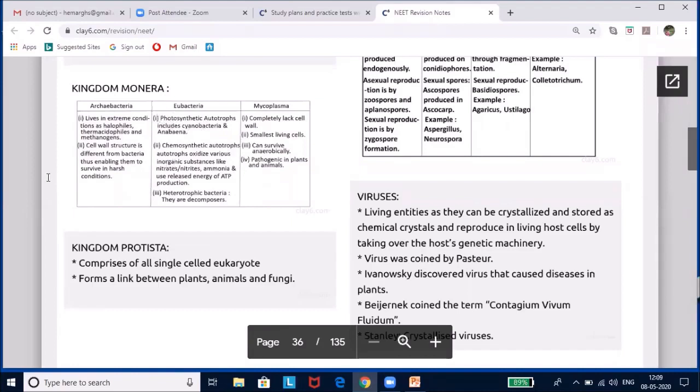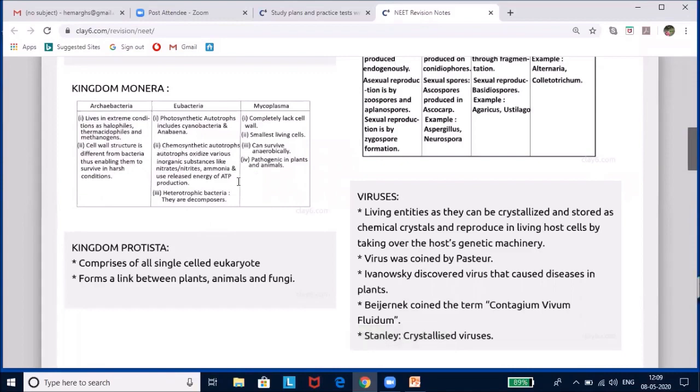Let us now look into classification based on nutrition. They are classified into photosynthetic autotrophs, which include cyanobacteria and Anabaena. And chemosynthetic bacteria, which are autotrophs that oxidize various inorganic substrates like nitrates, nitrites, and ammonia, and use the released energy for ATP production. And heterotrophic bacteria are mostly decomposers.